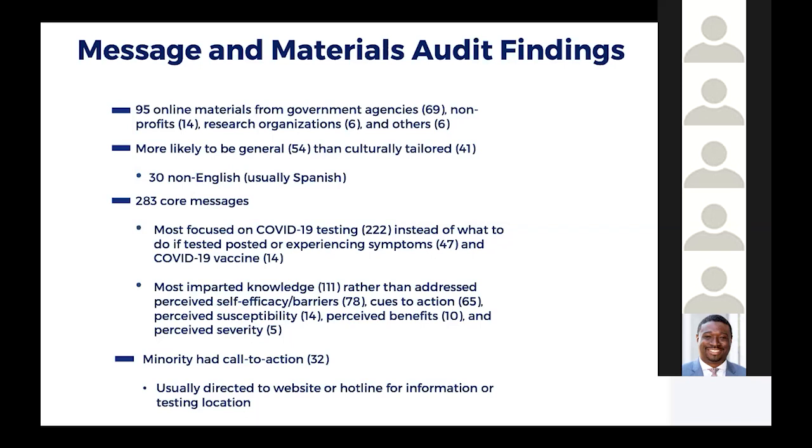Most of the messages imparted knowledge rather than address perceived self-efficacy or barriers, cues to action, perceived susceptibility, perceived benefits, and perceived severity. In other words, most of the information was factual. It didn't necessarily work towards persuading people to get a COVID-19 test or vaccine. And a minority of the materials had a call to action, and most of those usually directed people to a website or a hotline for information or a testing location.